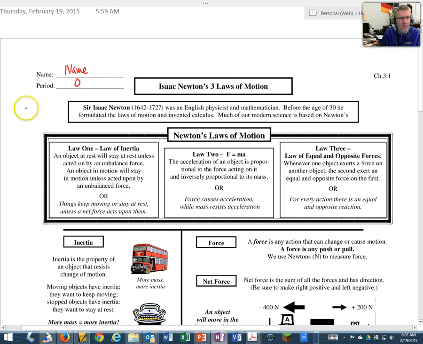And a little bit about Sir Isaac Newton. You can read a summary of Newton's laws. Remember that this right here is Newton's first law, this right here is Newton's second law, and we're going to cover this one pretty soon, Newton's third law, just if you want to review some of those.